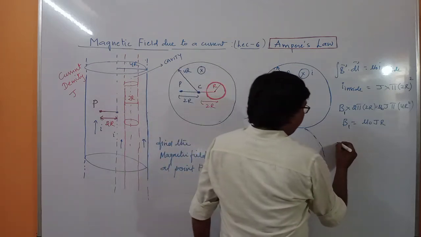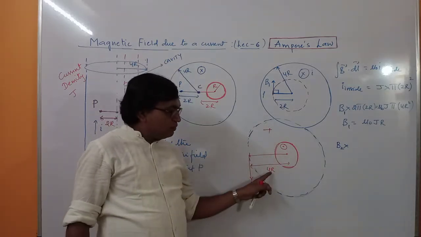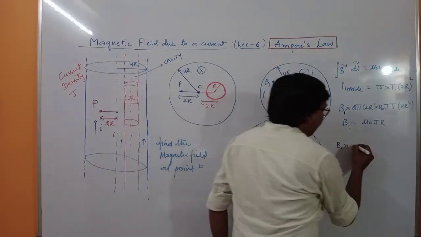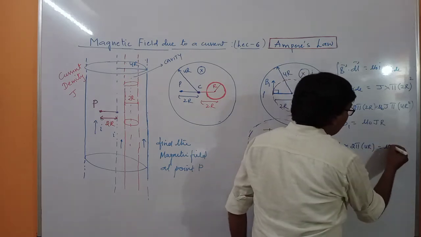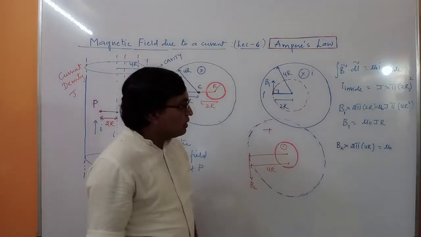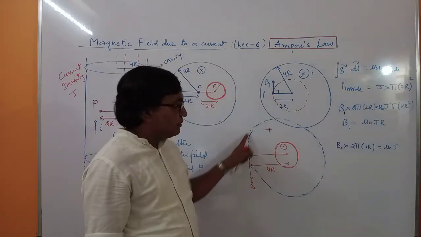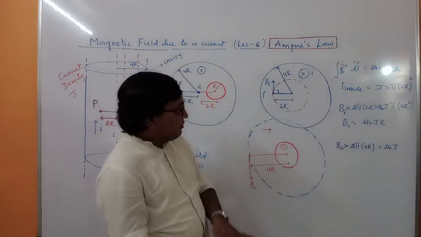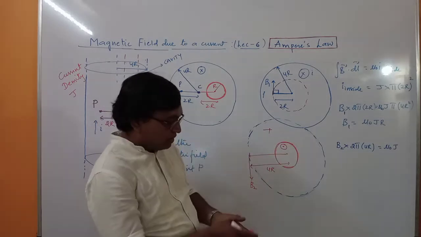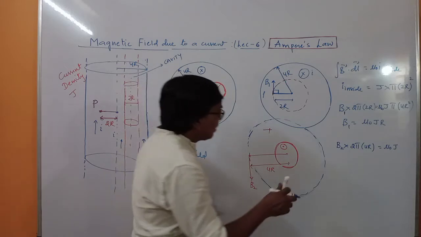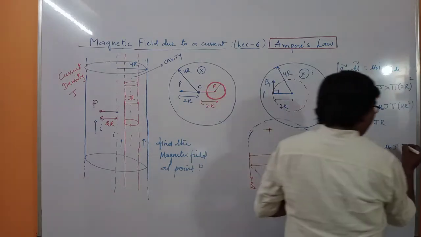Now B2 into length of the Ampere's loop. So this is the Ampere's loop. So radius is 4r. So 2 pi into 4r should be equal to mu naught I inside. So I inside will be j into area of the loop. So now the current will be passing through this wire. So area is pi r square. Its radius is r. So pi r square.